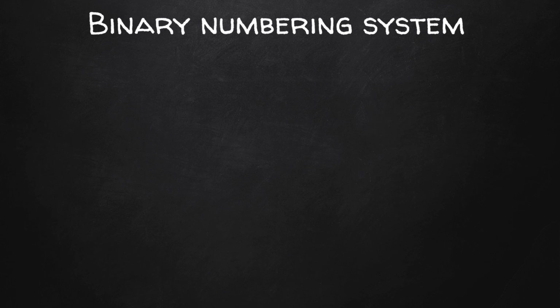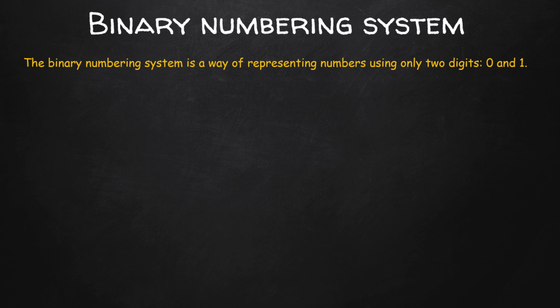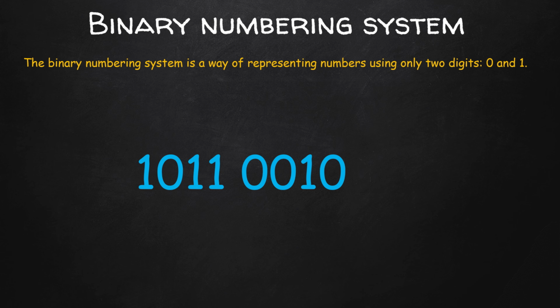Here first we will talk about the binary numbering system. What is the binary numbering system? The binary numbering system is a way of representing numbers using only two digits. They are 0 and 1. So in the binary numbering system, only 0 and 1 are available. The binary numbering system is made up of only 0s and 1s.